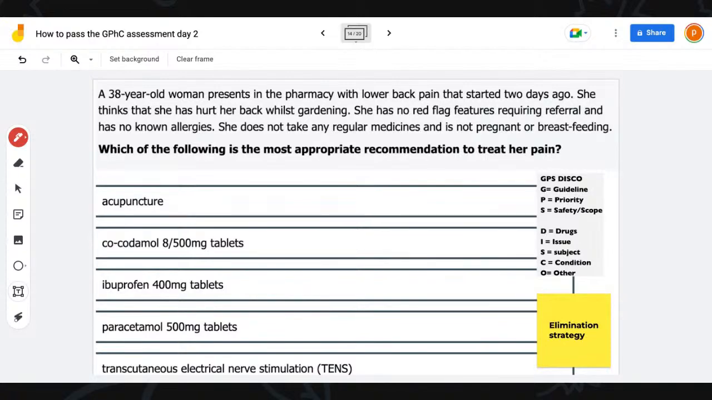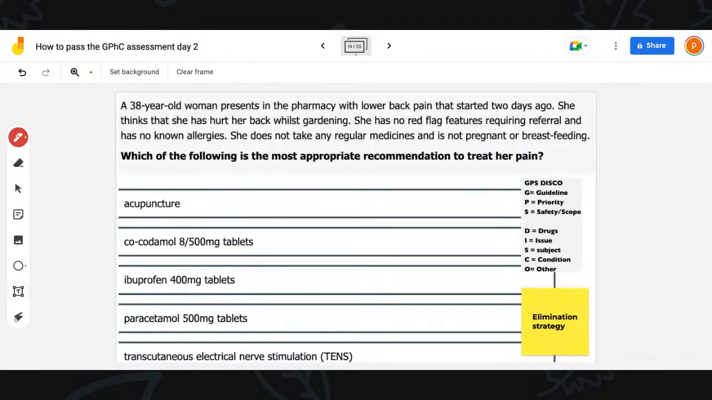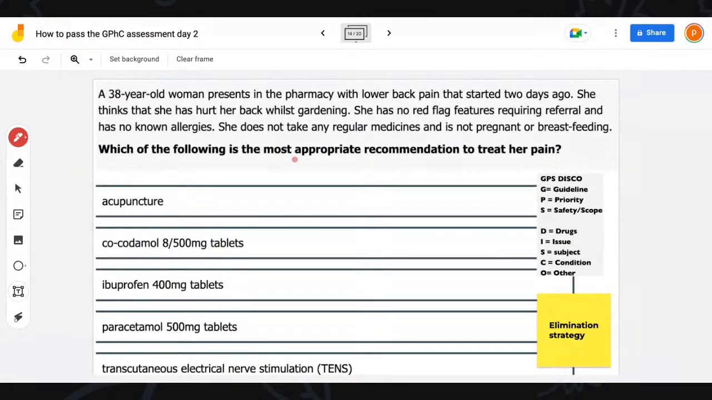All right, I know some of you have put D. Some of you have gone for paracetamol, some for ibuprofen. So let's look at this, and I'll give you the answer. Again, this is another important question from the GPhC, and we're going to use the elimination process. If we use our GPS disco, we're going to look for drugs. Are there any drugs in the question? Give me a yes if there are any drugs this patient is taking, not in the answers, any drugs.